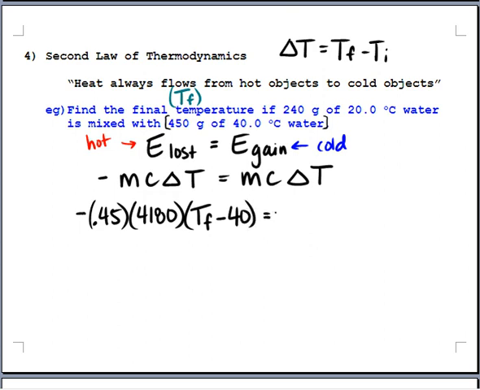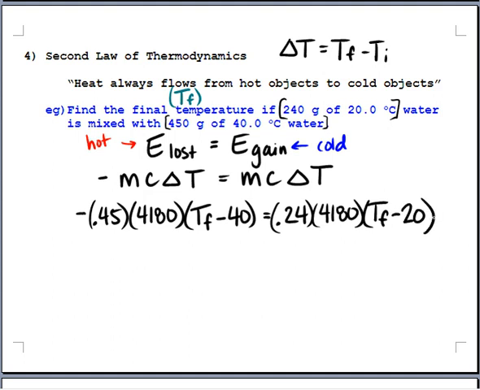And we're going to set that equal to the cold side. There was 240 grams of water at 20 degrees Celsius. So that's 0.24. This side's positive. Times 4180, times ΔT. I don't know what the final temperature is. It's going to be the same for both. I do know that this sample, it was colder though.